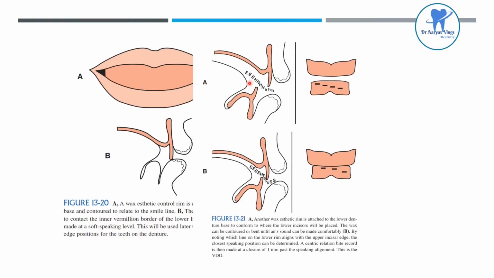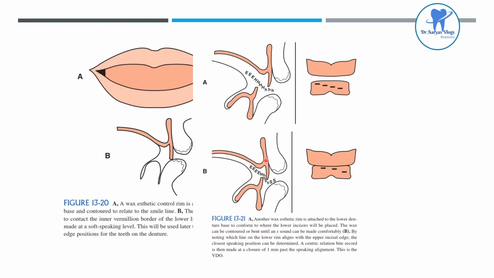Here another wax aesthetic rim is attached to the lower denture base to conform to where the lower incisors will be placed, and the wax can be contoured or bent until an S sound can be made comfortably.